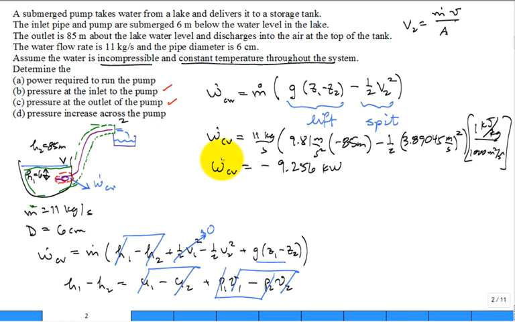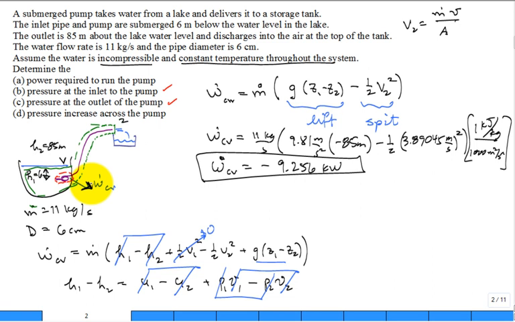Why the negative? Because it's not out of the control volume. Pumps consume power, so it's into the control volume. But this is a good answer given that we show the direction out. A lot of work for part A, isn't it? Now, what is the pressure at the inlet to the pump? What's the pressure to the inlet of the pump? For this part, select a new control volume.